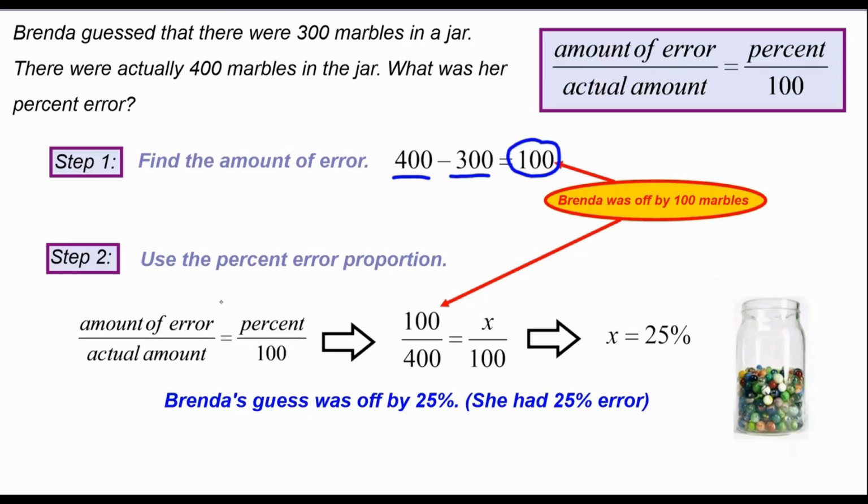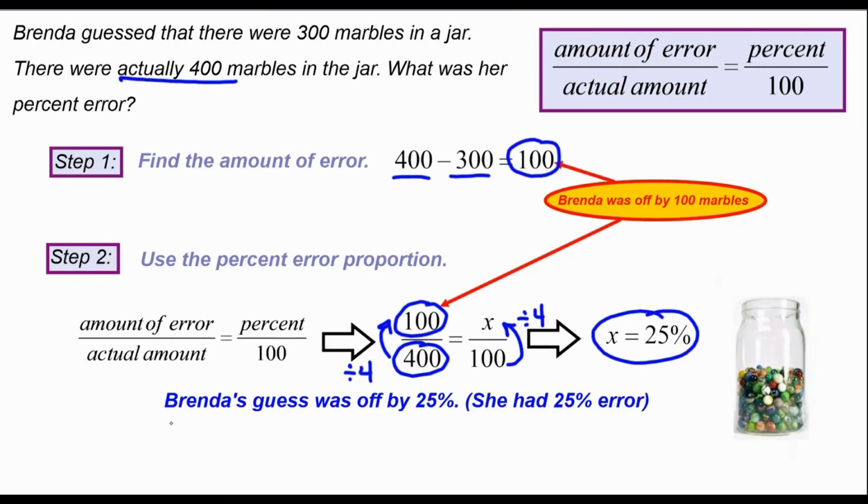So that's the amount I'm going to use in my proportion. That's the amount of error she had. She was off by 100 marbles. So that goes here in the numerator. The actual amount was 400. That's why that goes in the denominator. So here's my proportion again. And again, there's a nice vertical relationship here. 400 divided by 4 is 100. So 100 divided by 4 will tell me my percent error, and that's 25. So x is 25%. So Brenda's guess was off by 25%.